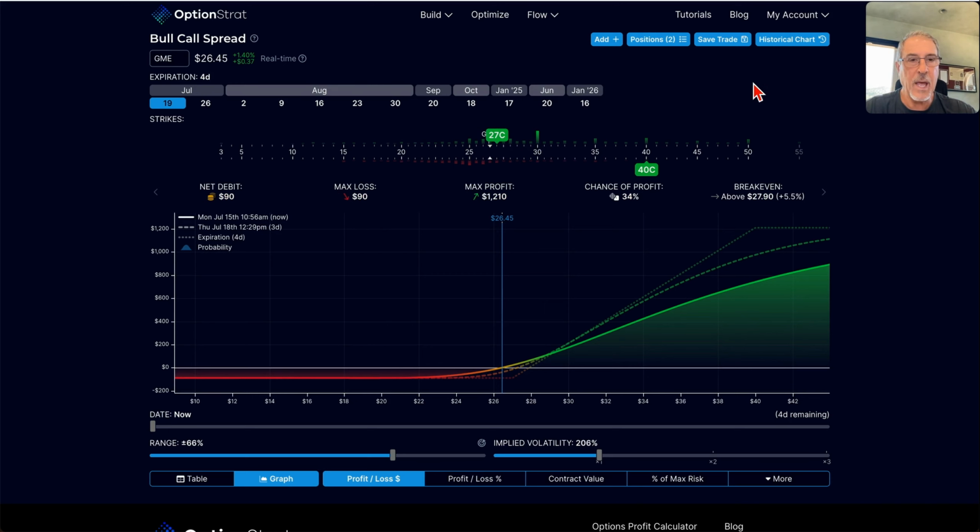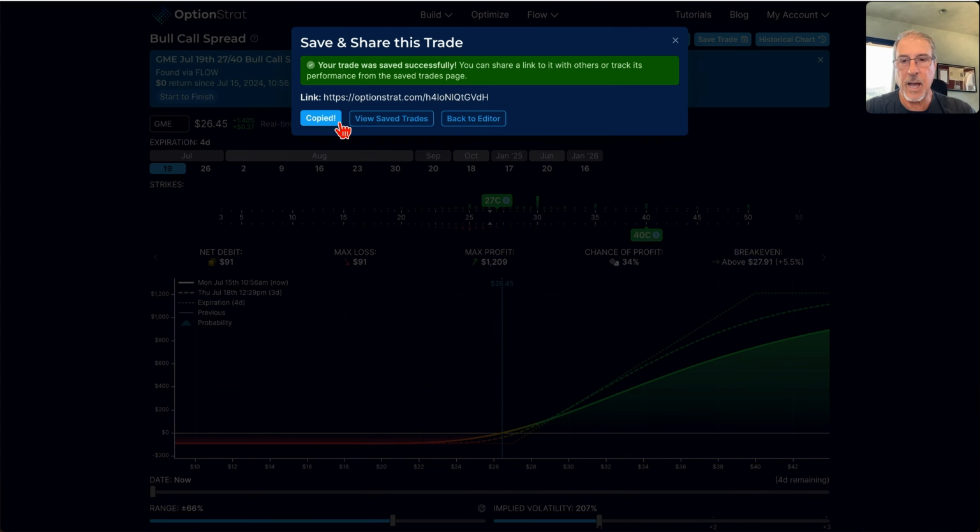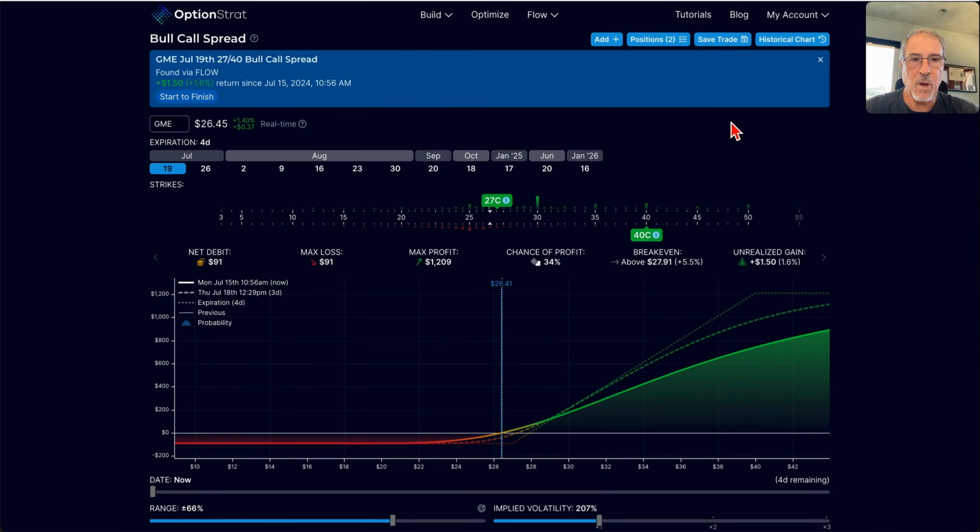So I'm going to go ahead and save this trade. And it's obviously a bull call spread. And I'm going to make a note here. Found via flow. And this is going to be a start to finish trade. I will save the trade. I'm going to copy the link. I'll share the link in the comments down below. So everyone, feel free to comment back there, and ask questions, etc.